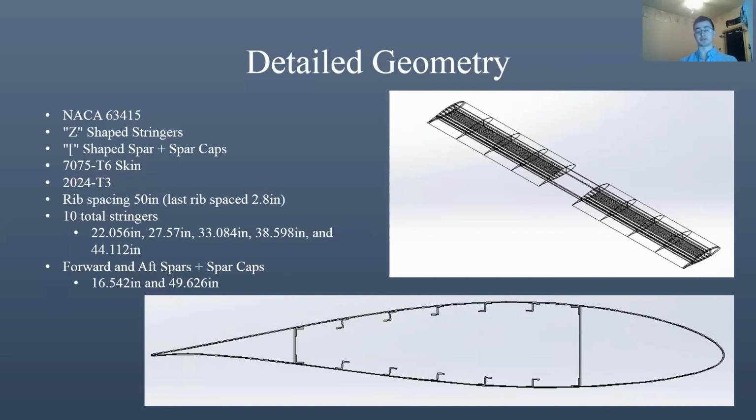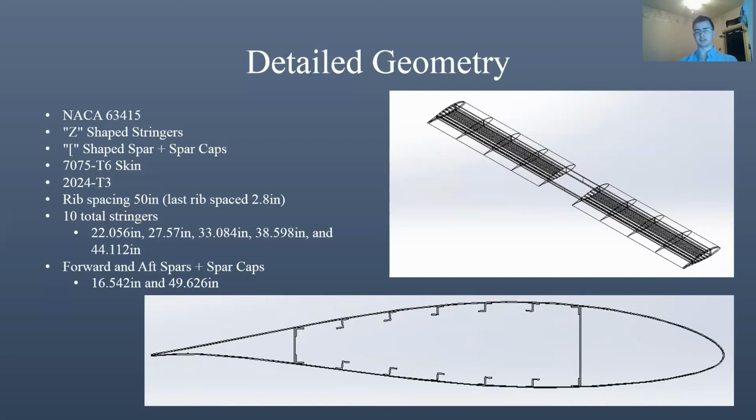Forward and aft spar cap assemblies were placed at these positions measured from the leading edge. And once again, the brackets were placed to face the inboard rib section. There were 3 rib sections, the forward and aft, and then the midsection. The midsection was bracketed in order to house the spar caps as well as to house the stringers.